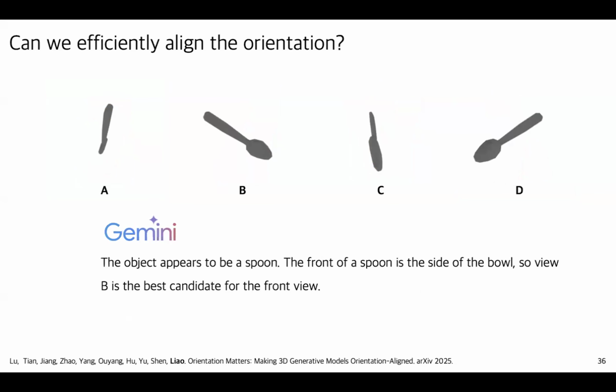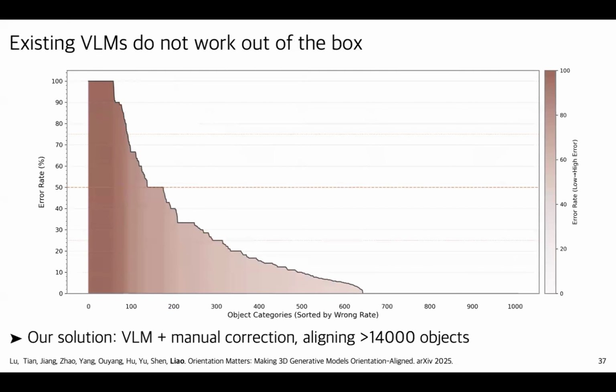And there are also other datasets in Objaverse that are not placed in the nice way that has only yaw angle difference. In this case, there is actually no correct answer in the 4 images that we provide, and in those cases, we have to manually correct them. So to achieve efficient orientation alignment, we first use Gemini to go through all the objects, and then we check the results to do manual correction.